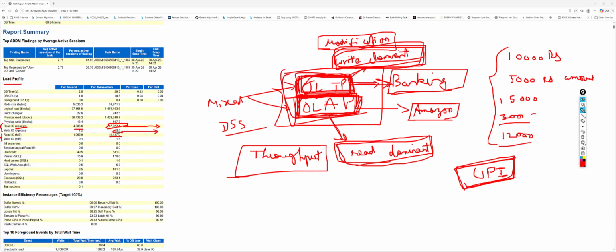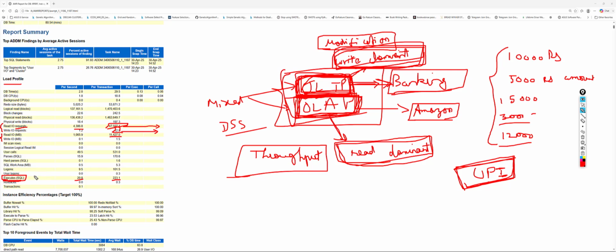Because definitely in a transaction system there will be a lot of modifications, writes. So executes also would be very high in OLTP systems. But here, we see executes as well. Even for DML transactions like insert, updates, deletes, executes may happen.